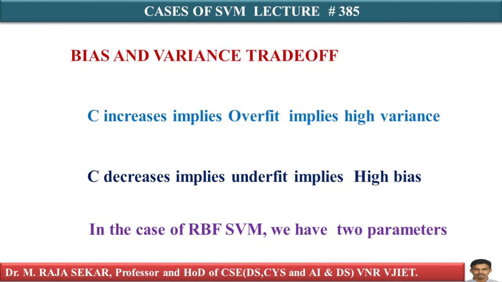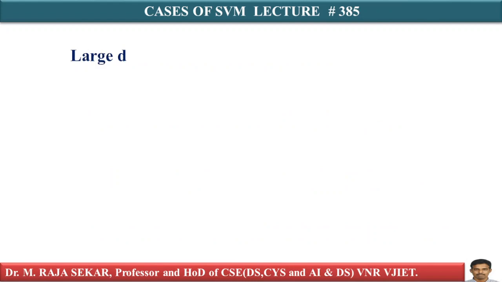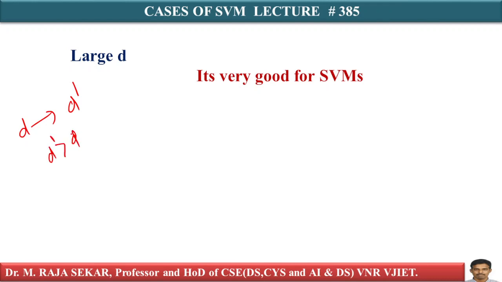What happens if you have large dimensions, large D? If your dimensionality is large, that is very good for support vector machines. Given a dataset in D dimensions, SVM tries to take you to a higher dimension D dash, such that D is less than D dash, isn't it? It always takes you from D dimensions to D dash dimensions. The relation is D dash is greater than D. At the start itself, if you have a high dimensional space, SVM works like a charm.